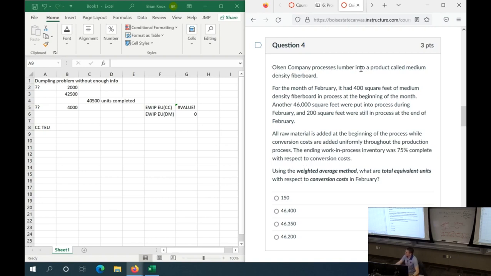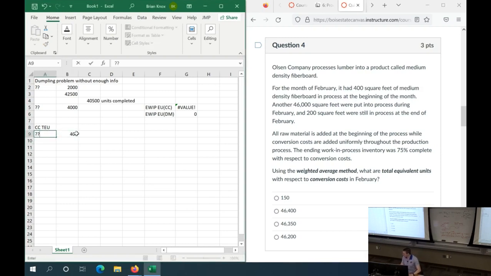Olson Company processes lumber in a product called medium density fiberboard. We're going to get bored of fiberboards by the end of this quiz. For the month of February, it has 400 square feet of medium density fiberboard in process at the beginning of the month. Let me try and make sure I'm articulating all those words. I'll write it down. 400 beginning WIP.